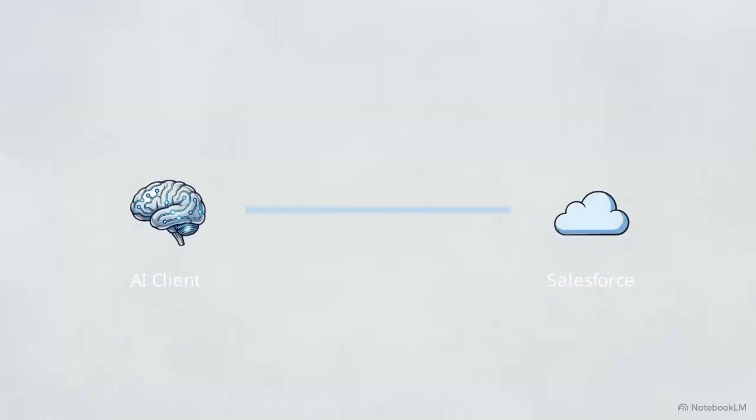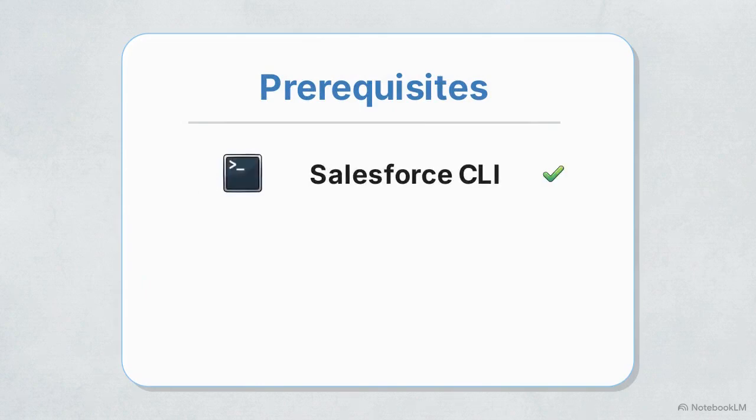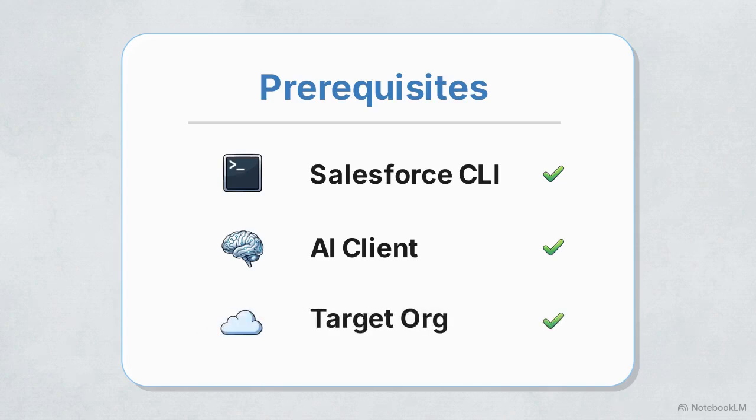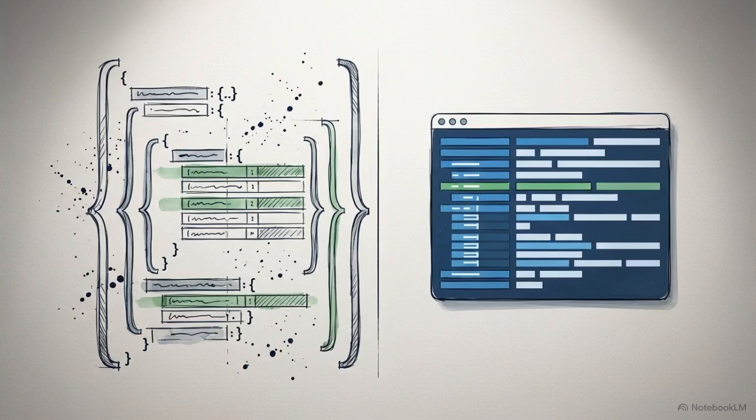MCP is an open-source standard that acts as a secure connector, linking your AI client directly to your live Salesforce metadata. Before we set this up, you need 3 things ready to go: a local installation of the Salesforce Command Line Interface, or CLI, an AI client like Cursor or Claude Desktop, and a target Salesforce org. This integration gives the AI direct access to your metadata, allowing it to verify object structures and field types before it writes a single line of code.